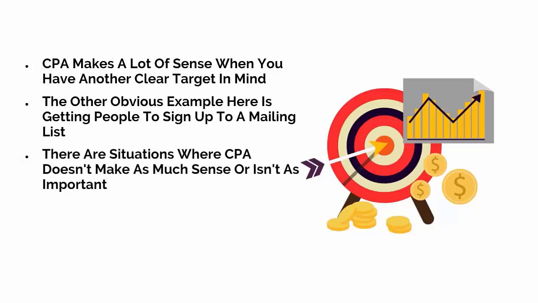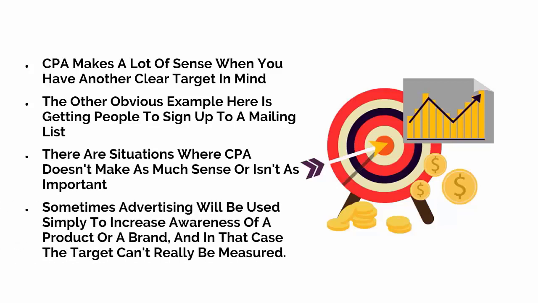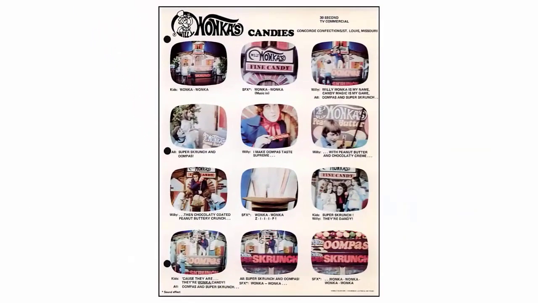But there are some situations where CPA doesn't make as much sense or isn't as important. For instance, sometimes advertising will be used simply to increase awareness of a product or a brand, and in that case, the target can't really be measured. If you think of the advertising that you often see on TV, a lot of it won't have any clear call to action at the end. In other words, they don't tell you how much the product costs or where to buy it. They just make it look good. The idea here is to create a positive association and/or awareness for the product in your mind.